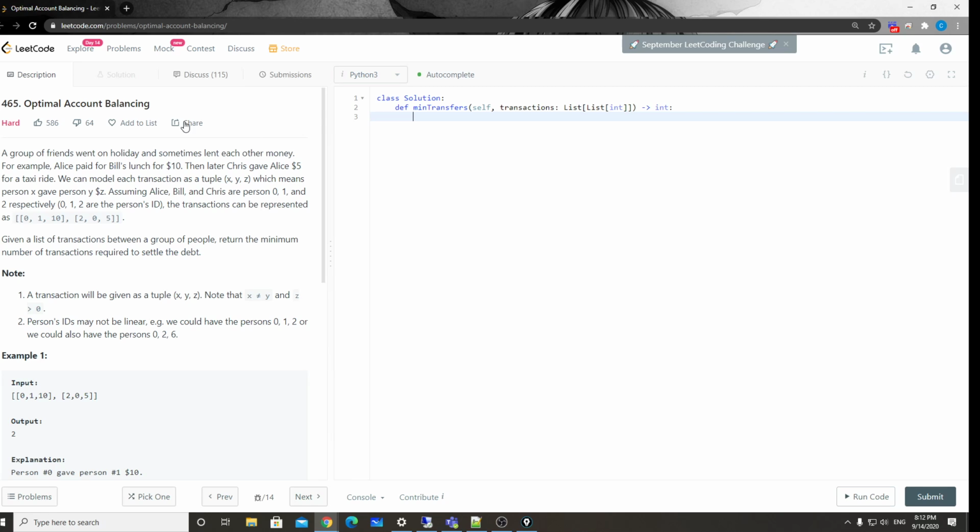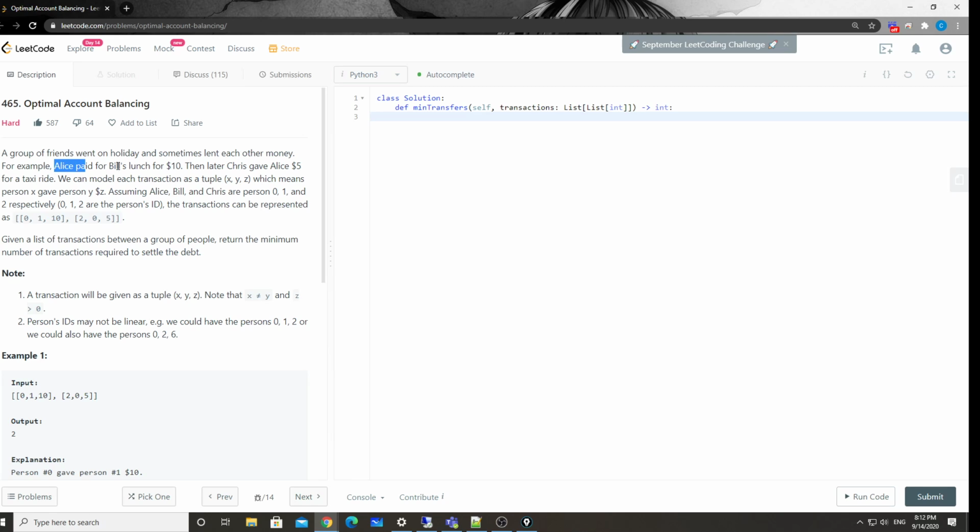Today, I want to talk about this number 465 optimal account balancing problem. This is a hard problem, but I think it's a very unique hard problem, something that I have never seen before. Okay, so let's take a look. A group of friends went on holiday, and someone's lent each other money.